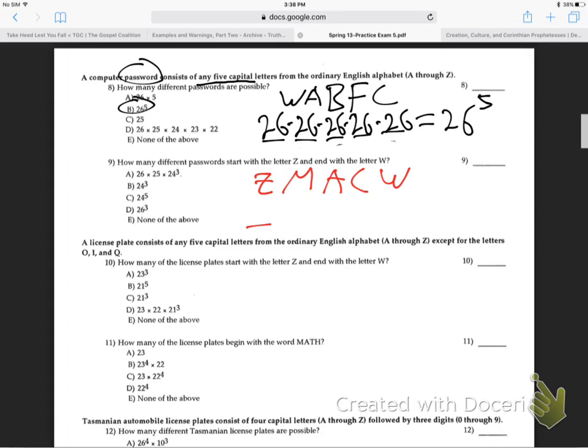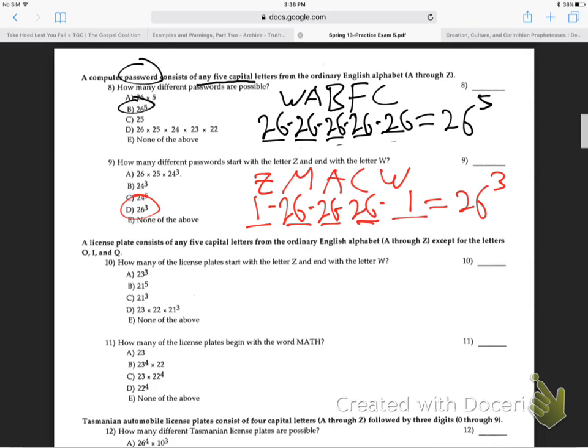So I made 5 decisions. First decision, I only had 1 option. Last decision, I only had 1 option. Because I had to start with Z, and I had to end with W. Right? You with me? Whenever they fix a spot and say, make sure this happens here, then you've only got 1 option there. All right, so then the rest are 26, though, aren't they? So multiply those together, that's 26 to the 3rd power, which is D. Good there, all right.